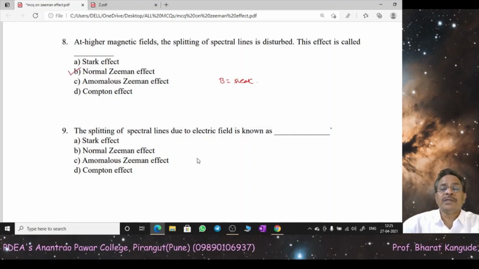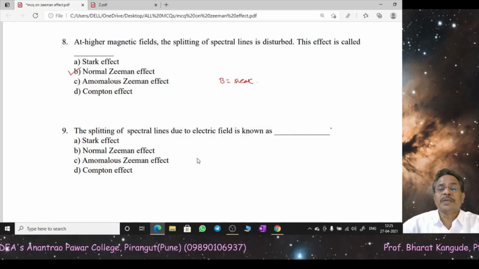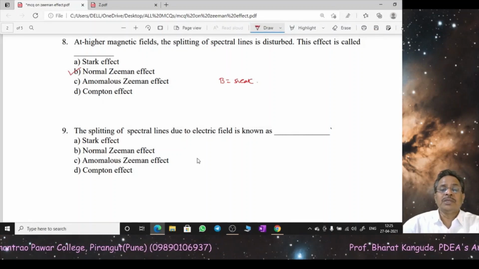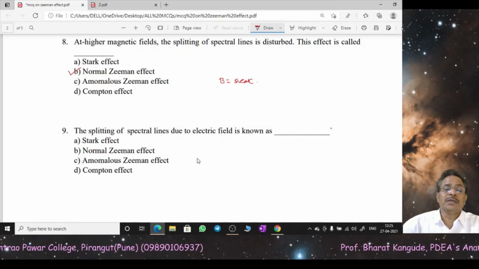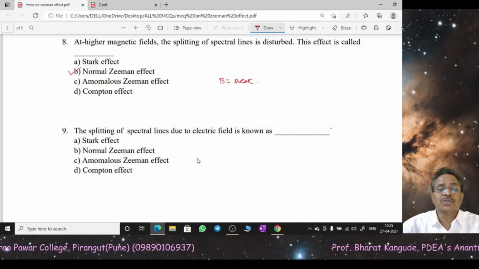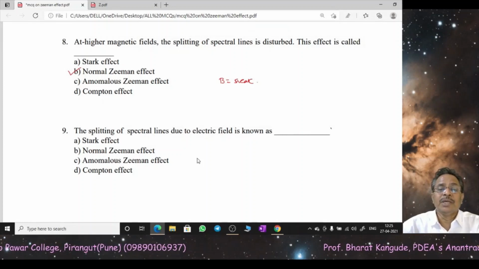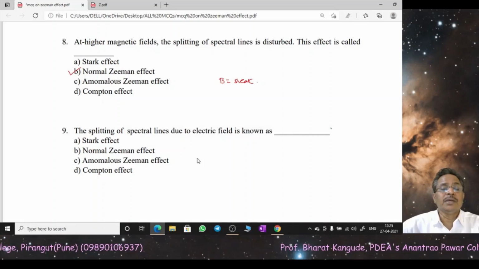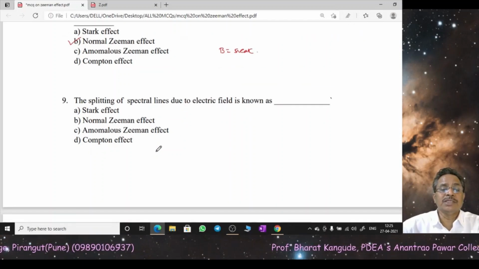So at higher magnetic fields the splitting of the spectral lines is disturbed, and actually there is one more effect called the Paschen-Back effect, okay, and this is not given in the options, but you can check whether any of these options is correct or not. At very high magnetic field this particular type of multiple splitting of the spectral lines is possible, and that is called the Paschen-Back effect too, but that is not given in the options. So the correct option as per now is B, the normal Zeeman effect.